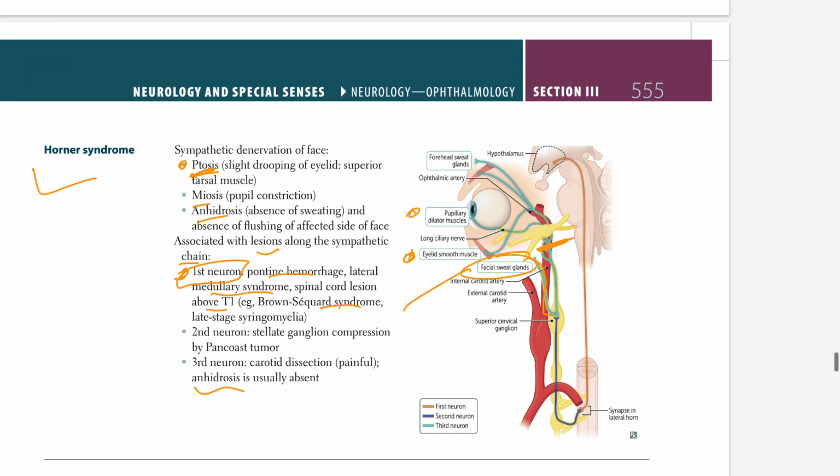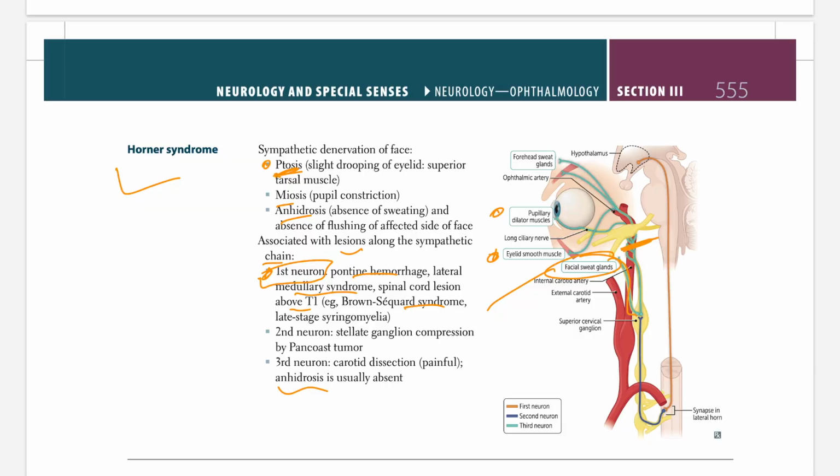Okay, so that's pretty much it for Horner syndrome. Let me see if I have anything extra for this. Horner syndrome. So yeah, that's pretty much it. Nothing much.